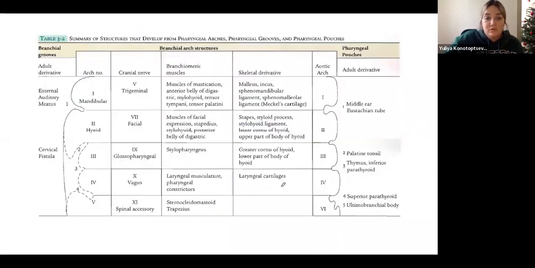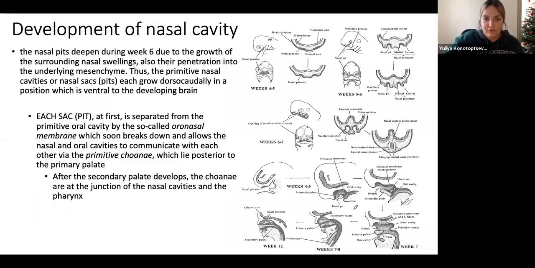This is for you, okay, when you're done studying. This is for you. What does each arch give you? What about the clefts? What about the pouches, right? So this is for you when you're done studying, just to go over it again.